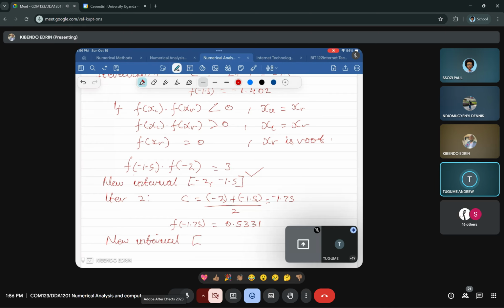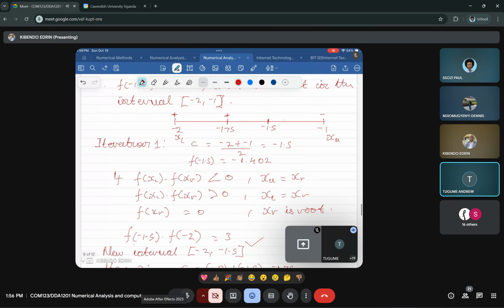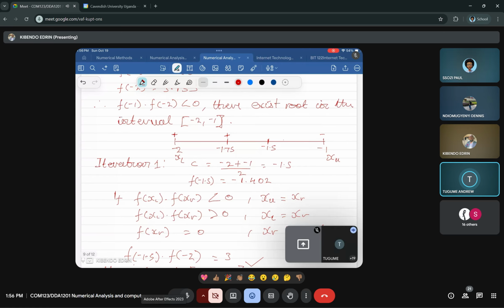The interval is in between negative 1.75 and negative 1.5 because, Edwin, can you scroll up the line? Yeah, because you see that's where the change of sign is. You cannot say it is in between negative 2 and negative 1.75. They are both positive. We don't have a change of sign at the moment.